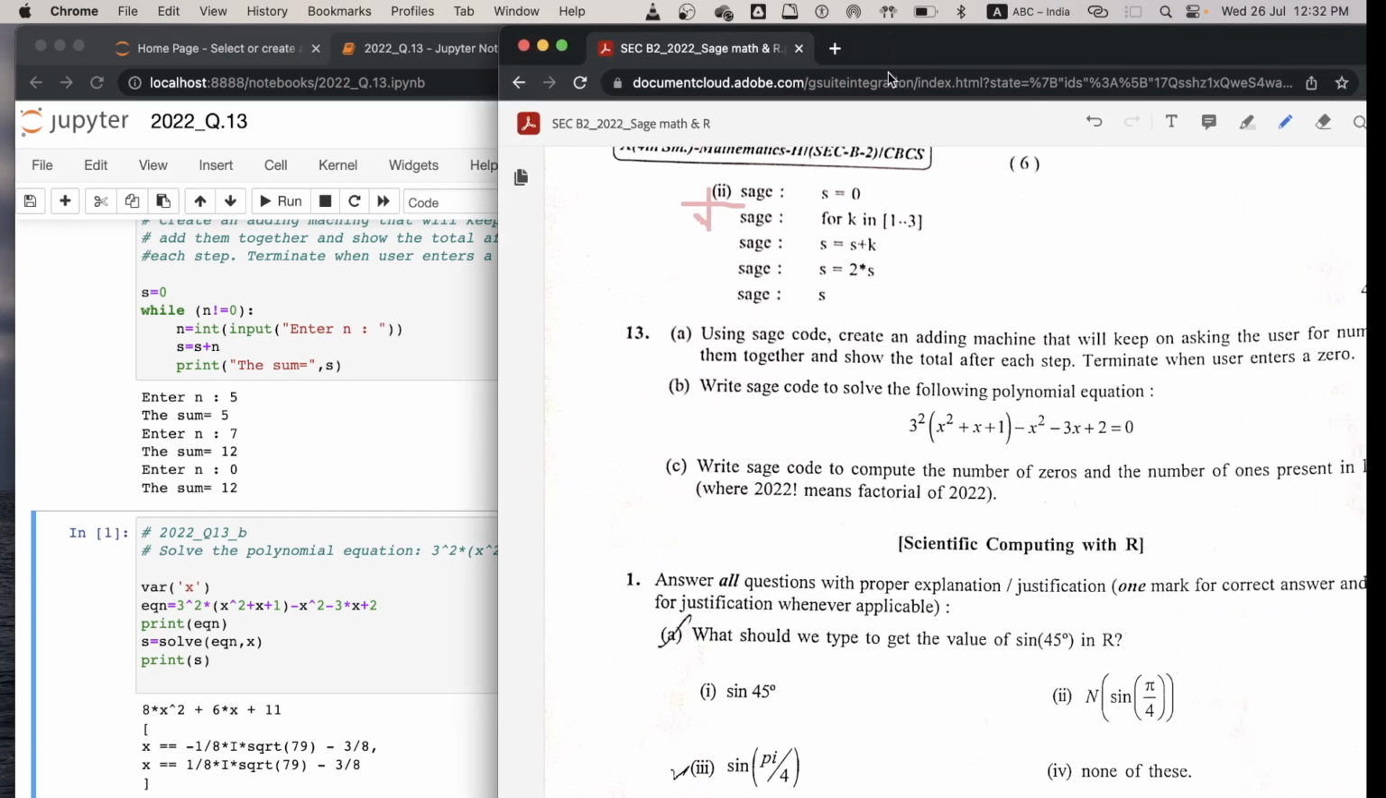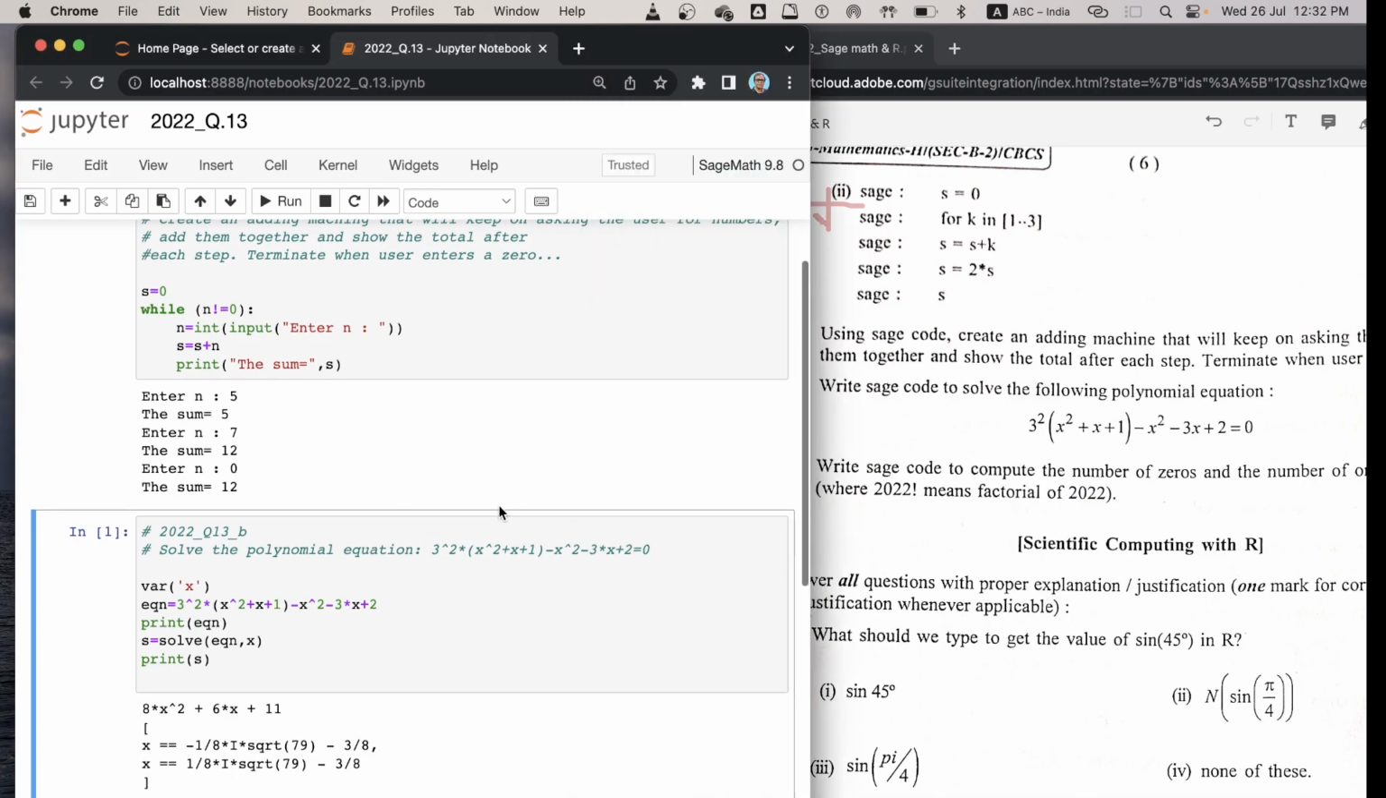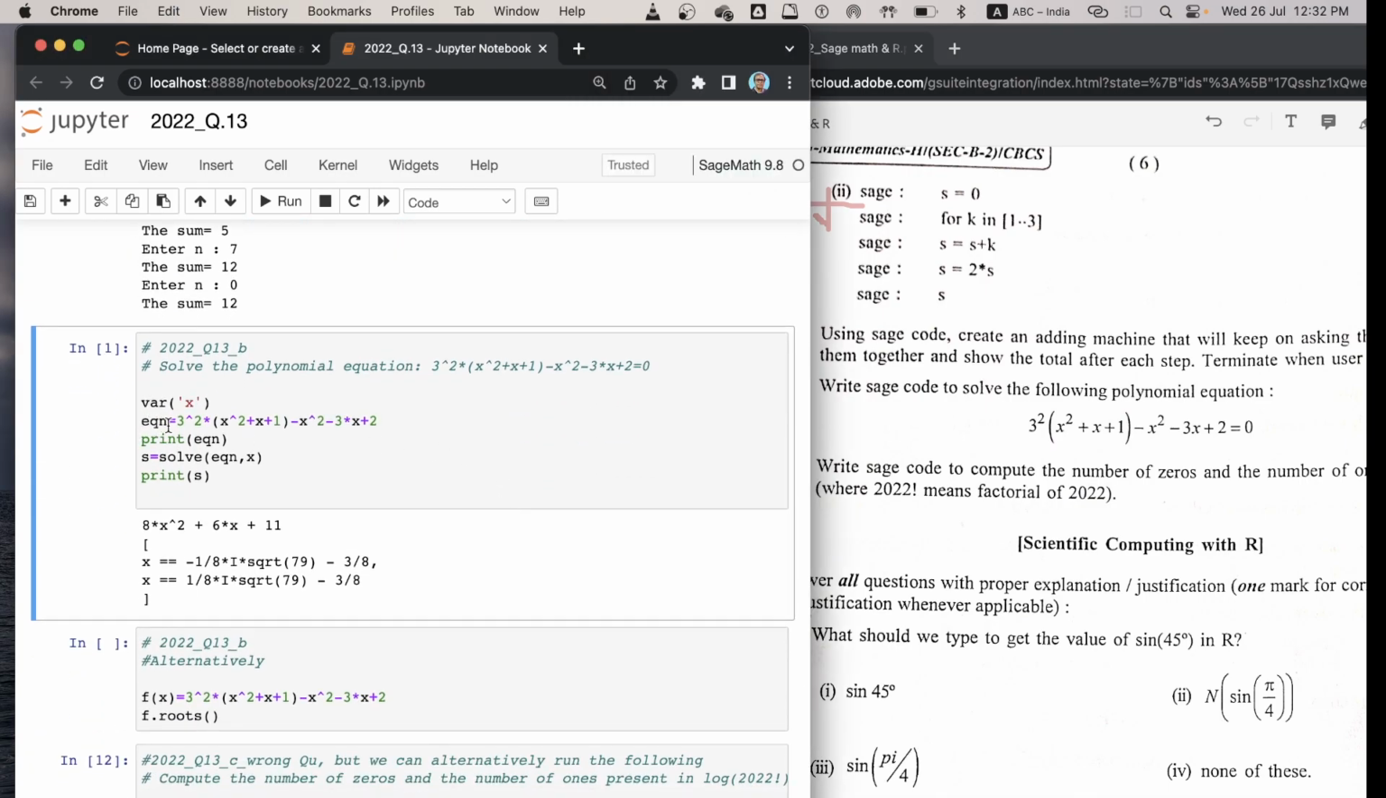Next question, 13 B. Write Sage code to solve the following polynomial equation: 3 squared x squared plus x plus 1 minus x squared minus 3x plus 2 equals 0. Declare the variable x, and the equation 3 squared into x squared plus x plus 1 minus x squared minus 3x plus 2. Print the equation, which is the equation after simplification. Then s equal to solve(equation, x) and print s. Solve is a predefined function in SageMath.